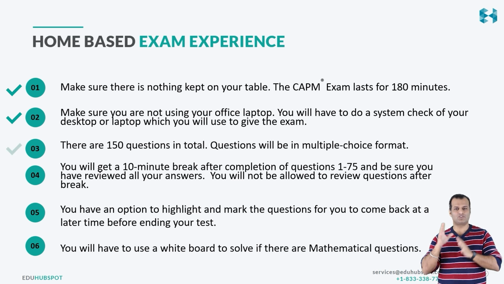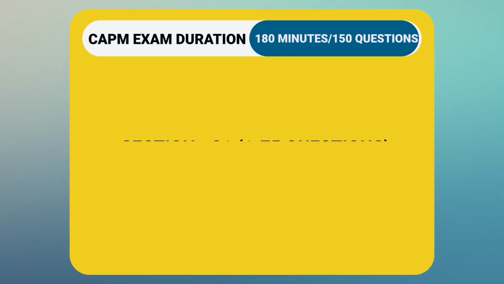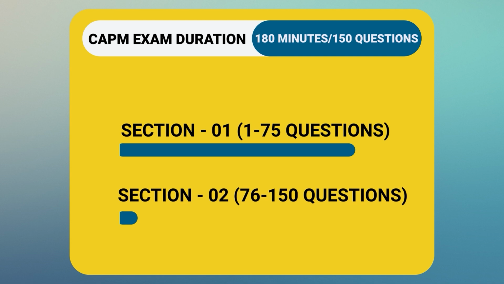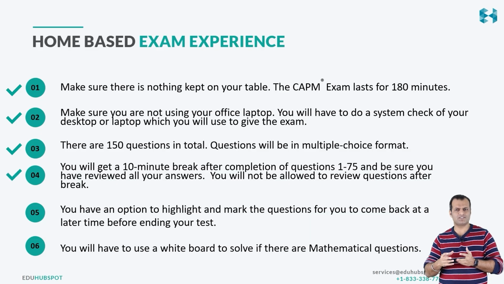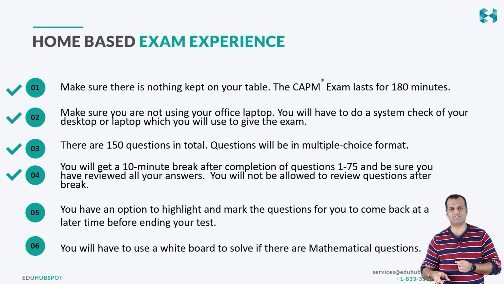Make sure you're not using your office laptop, because sometimes office laptop has firewalls, and your exam might get cancelled because of that. Your total number of questions are 150, and your exam is divided into 2 sets, 1 to 75 and then 76 to 150. So after question number 1 to 75, you will get a pop-up on your screen where they will ask you that do you want to review your questions or do you want to take a 10 minutes break. So if you, let's say you review the questions and then you take a break, when you come back, you will not be allowed to go back to your questions 1 to 75. So please make sure that you are reviewing it at that stage if you really want to.